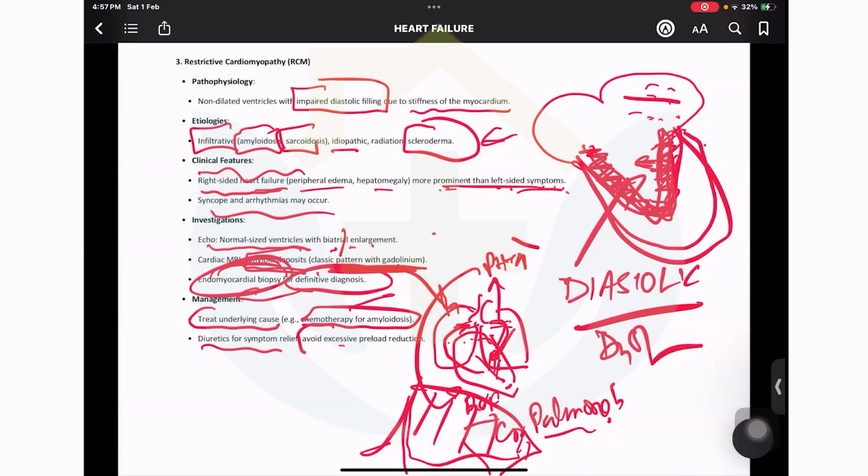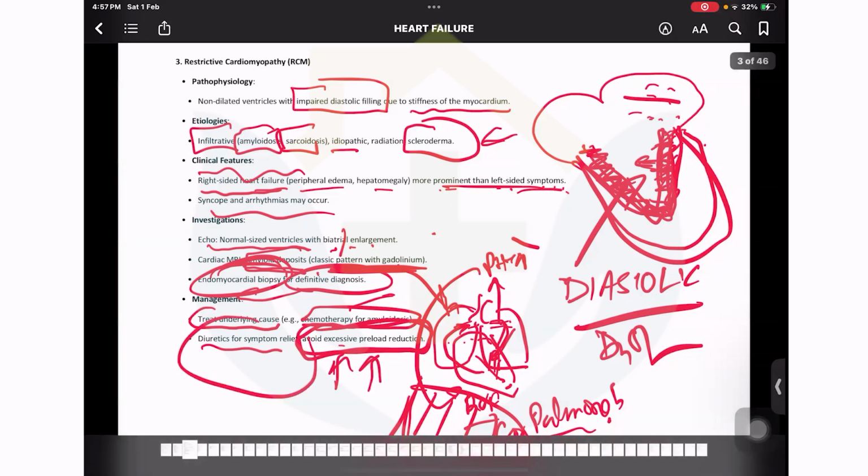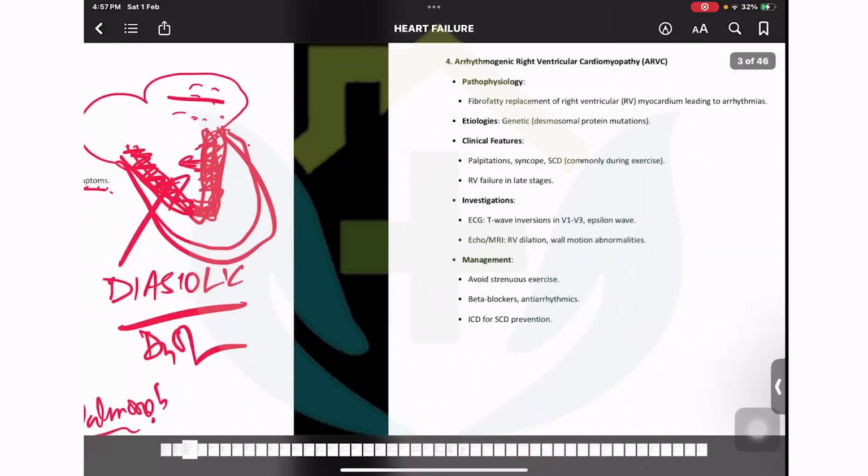But the problem is that the cardiac output here is based on preload only. So you should avoid excessive preload reduction. Diuretics are just for symptomatic relief. The liver will go fine, ascites will decrease, pedal edema will decrease, but the cardiac output will decrease even further. So the patient's fatigue will be increased.